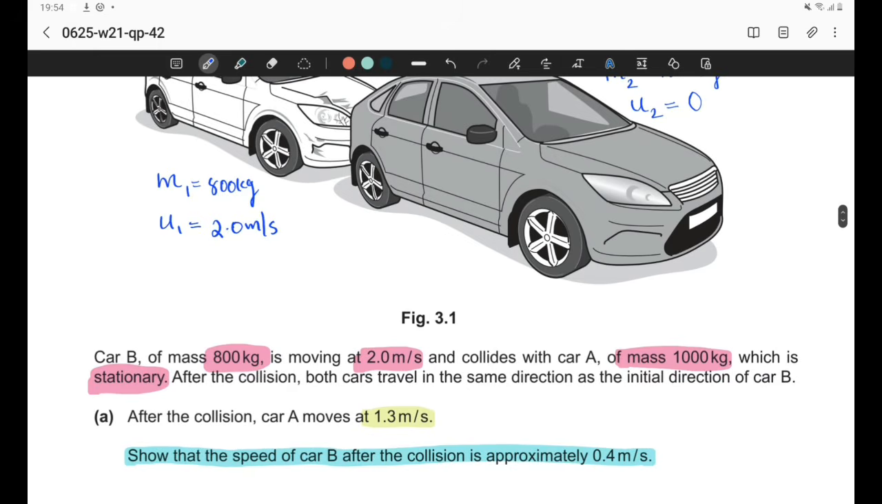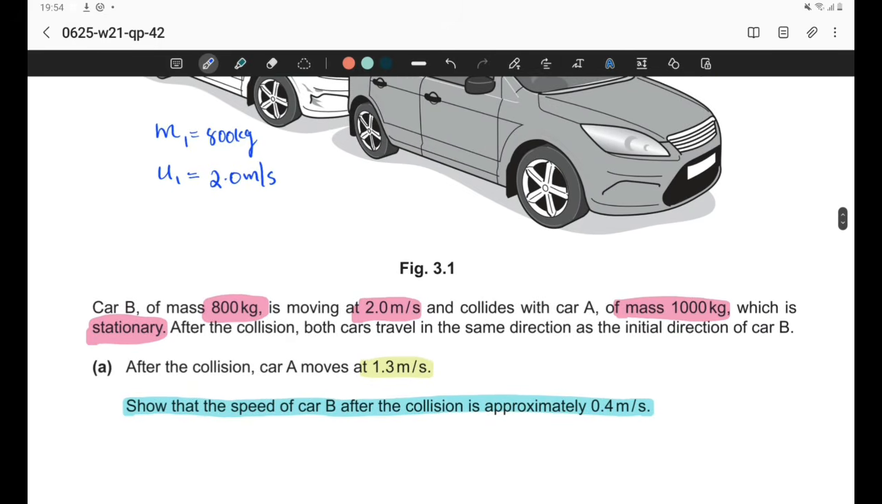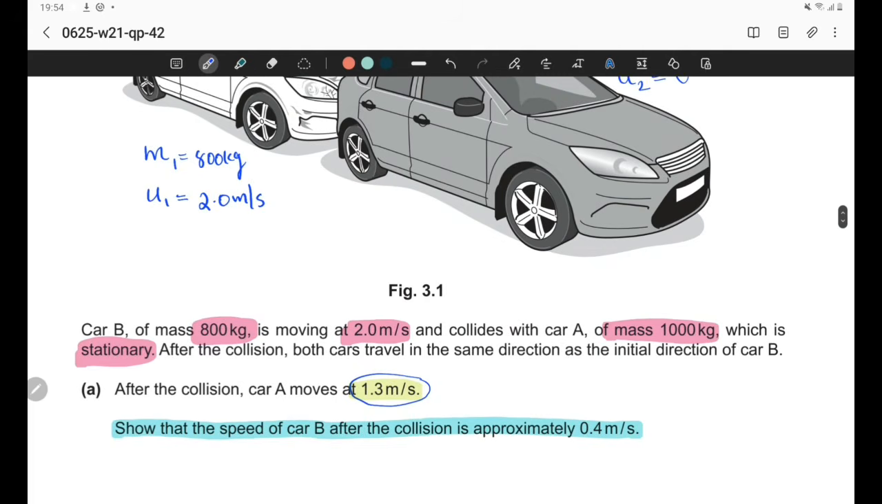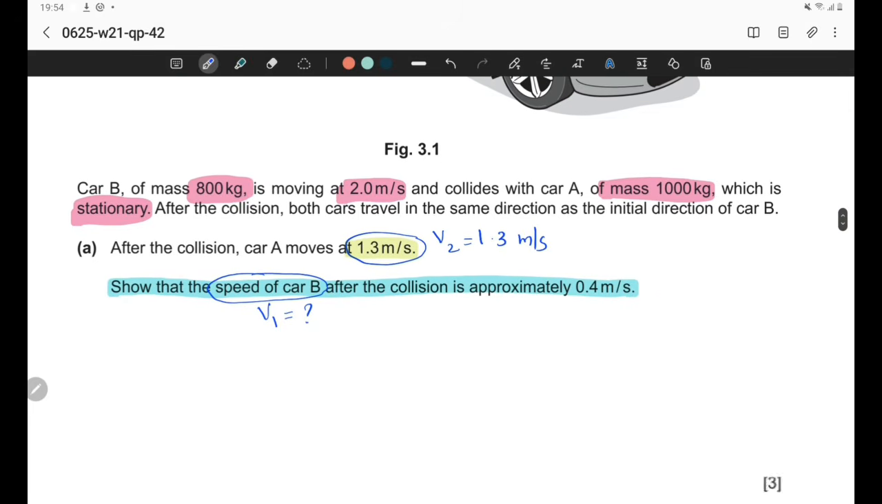After the collision, both cars travel in the same direction and car A moves with 1.3 meters per second. So we have the final velocity of car A represented by v2, that is 1.3 meters per second, and we need to find out the final speed of car B, which we can represent by v1. So here we can use the principle of conservation of momentum.